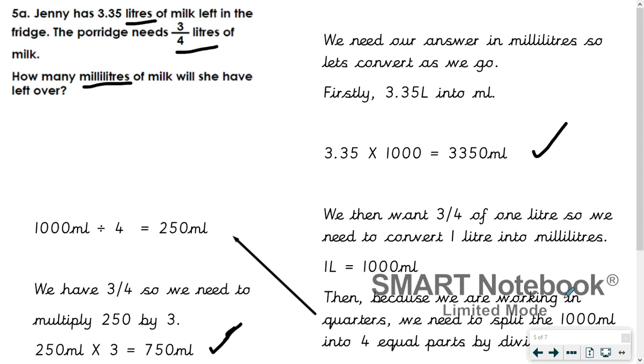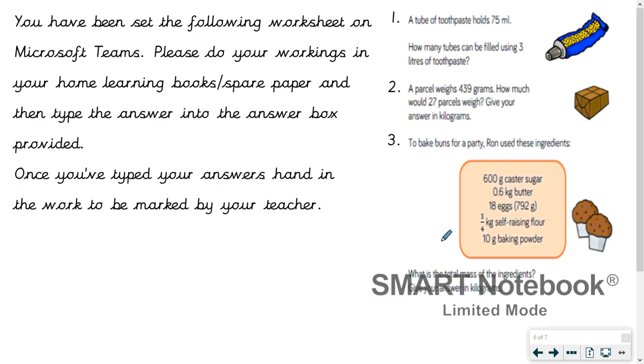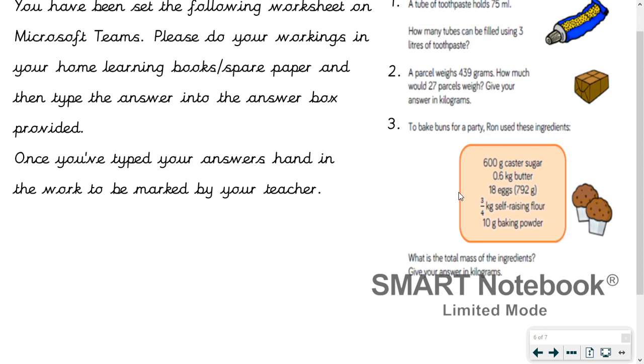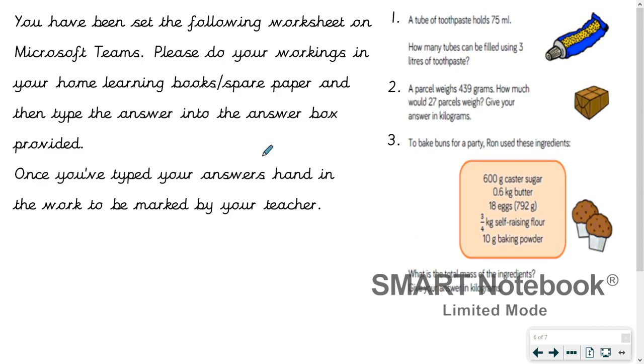Now, what I'd like you to do today, and your learning is a bit different, I have set you a worksheet on Microsoft Teams that looks like the one here. There are 3 questions. I have attached the worksheet so you can write on it, and next to each question I have put an answer box that just requires your answer. You don't need to put your workings. Your workings can be done on your spare paper in your book, wherever you need to do them, but all I need you to submit is your answers.